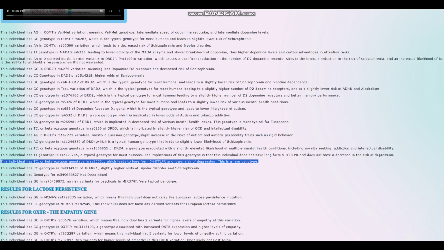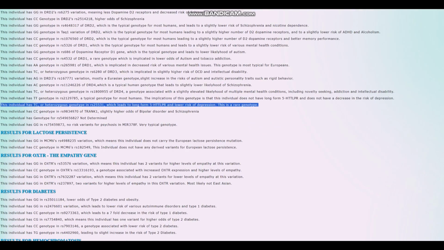Now, what's interesting about this is that it's a genotype that's extremely uniquely European. You will not find people with long form 5-HTTLPR outside of Europe. If you do, it's gonna be really rare, really uncommon. But among Europeans, for example, myself, I have long-form 5-HTTLPR. My mom, she's got it too. It's just a very European thing. All right, no risk variants for psychosis in this variation of MIR137, typical genotype.